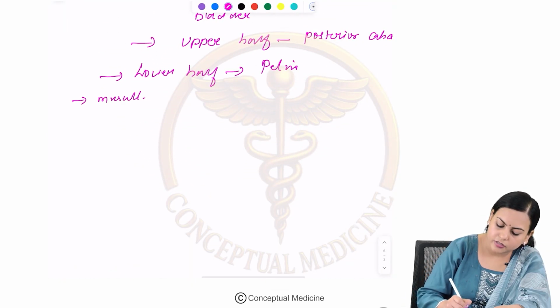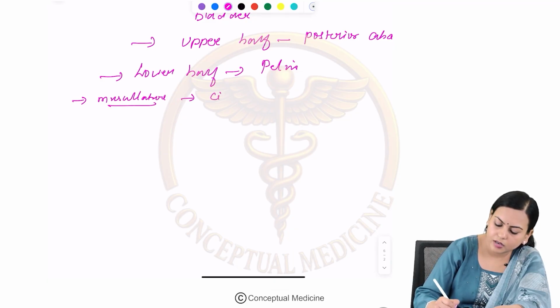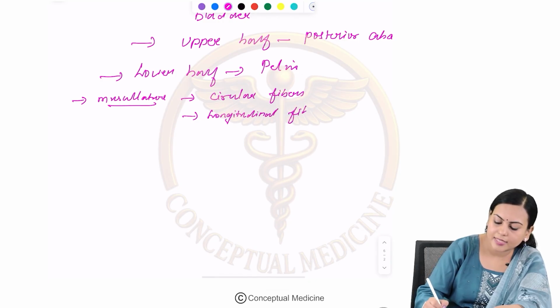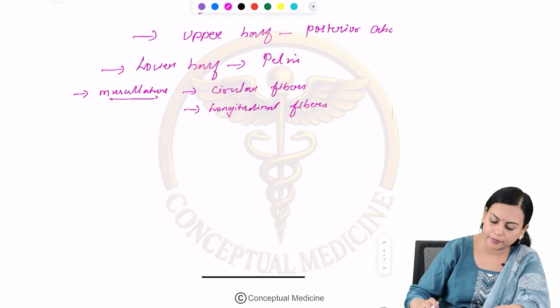The musculature of the ureter is by the circular fibers in the upper half and by the longitudinal fibers as it enters into the bladder.